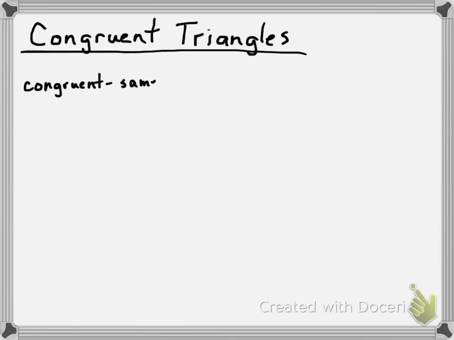Alright, now, we talked about congruent yesterday. We get a little more specific with its definition. It literally just means the same shape and the same size. So for a polygon like a triangle, that means that it has the same angles and the sides are the same size, the same length. If the sides and the angles are the same size, then the triangles are congruent.